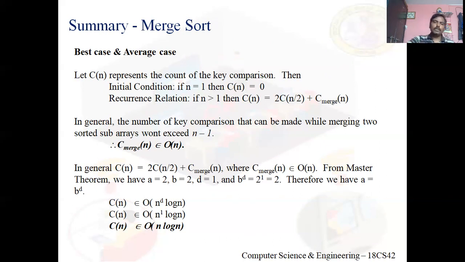So C of n becomes what? C of n equals 2 C of n by 2 plus big O of n. Got it? Take advantage of the master theorem. You will find C of n equals big O of n log n. No, this is about best and average case. What about the worst case?